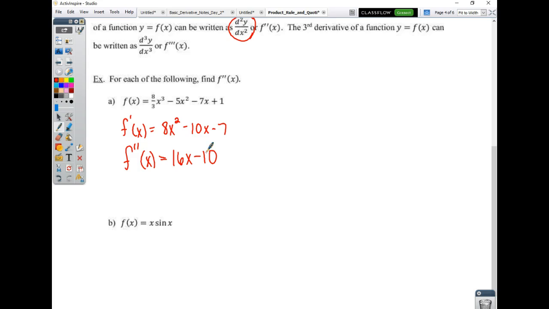We can also do the second derivative on a product rule. So if I want to take f prime of x, this is a product rule. Why? Because there's two functions. It's an x function times the sine of x. So I do the first times the derivative of the second, which is cosine of x, plus the second times the derivative of the first.